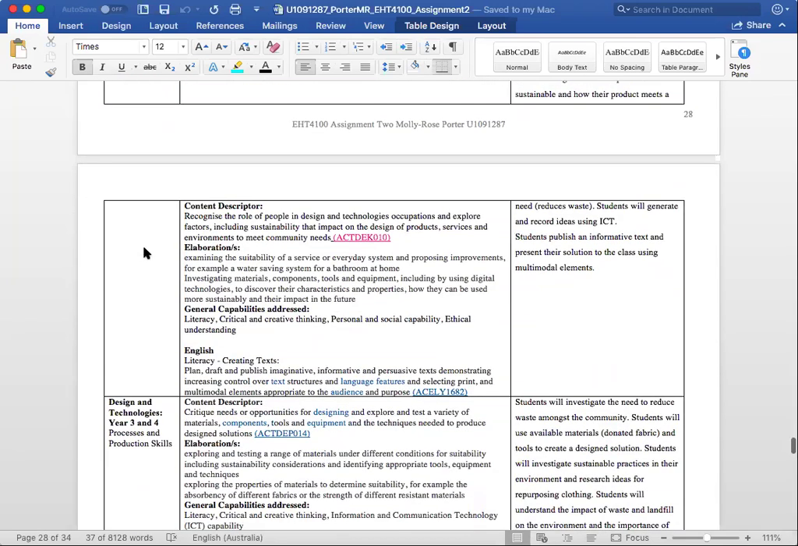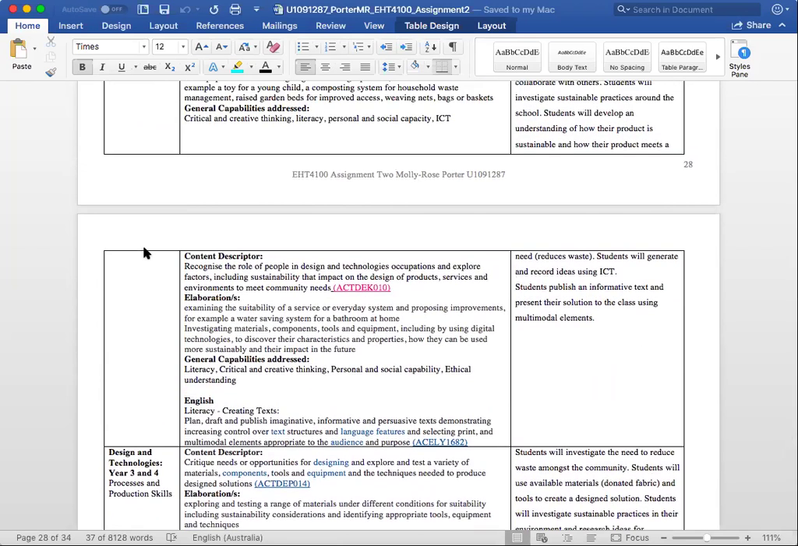The next content descriptor is recognise the role of people in design and technologies occupations and explore factors including sustainability that impact on the design of products, services and environments to meet community needs. So here students look at designers and how they often edit their ideas and their designs throughout the making of a solution. They also develop an understanding of how designers create a solution that meets a specific need.